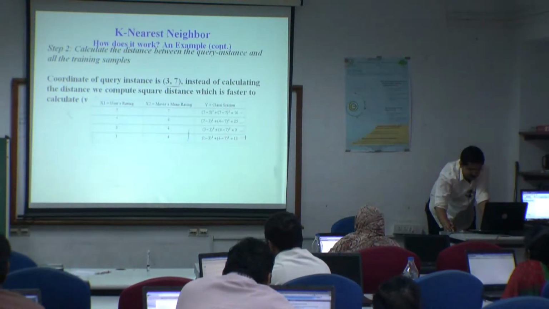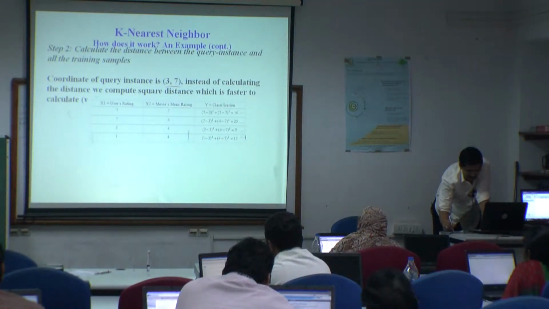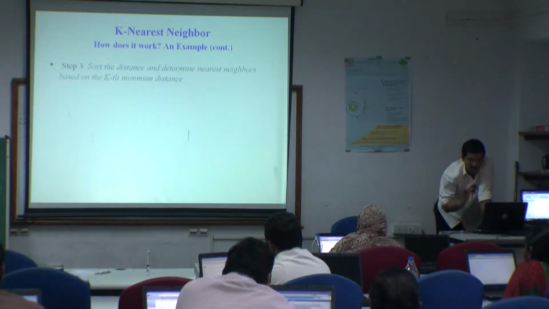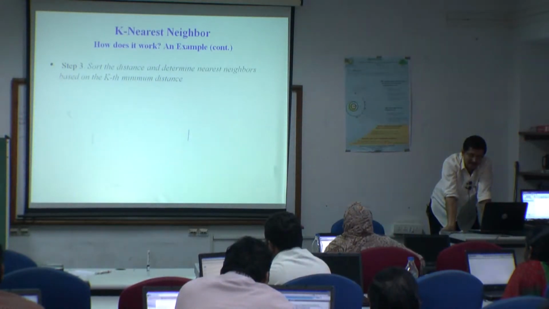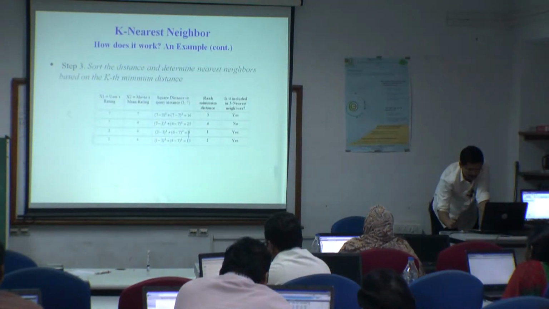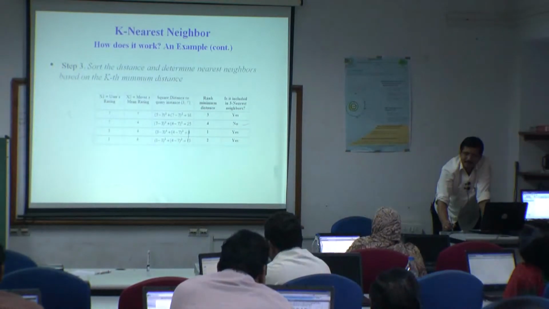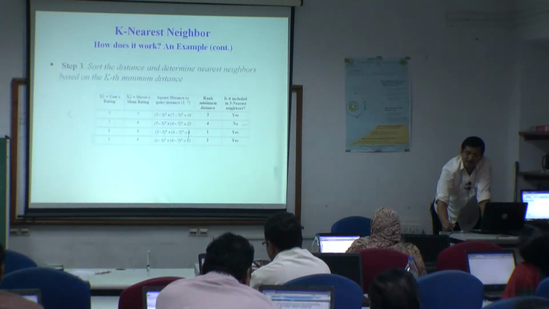Now these are the distances, and the classification. Now sort the distances and determine the nearest neighbor based on the kth minimum distance. So what will be the kth nearest neighbor for the given numbers 3, 7?